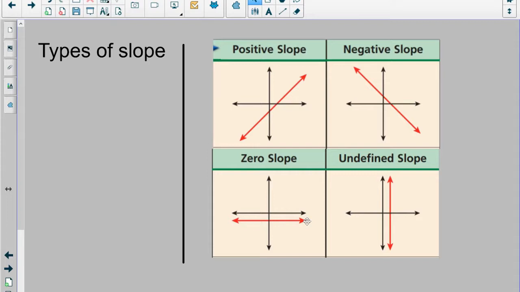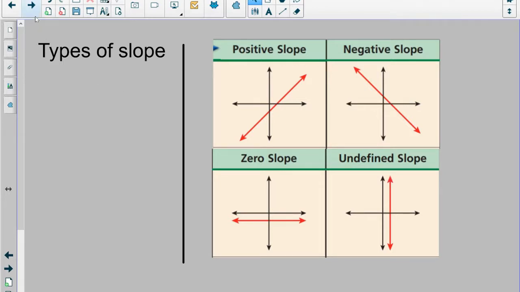Now, the fourth one's a little bit more complicated and harder to understand, but we'll get into it when we start calculating the slope. And this is called an undefined slope. A vertical line has undefined slope. It means that it's not rising, it's not falling, and it's not flat. It's just not really defined.